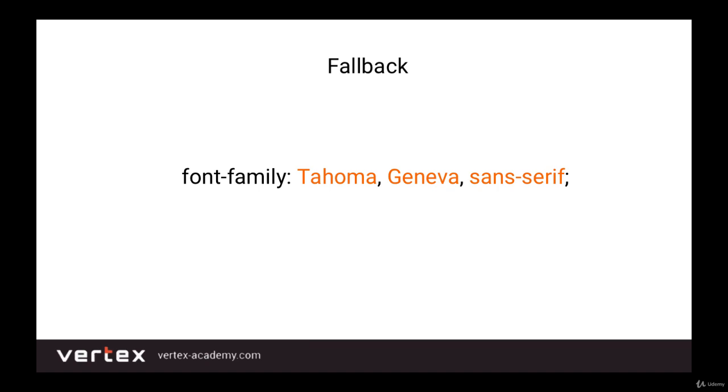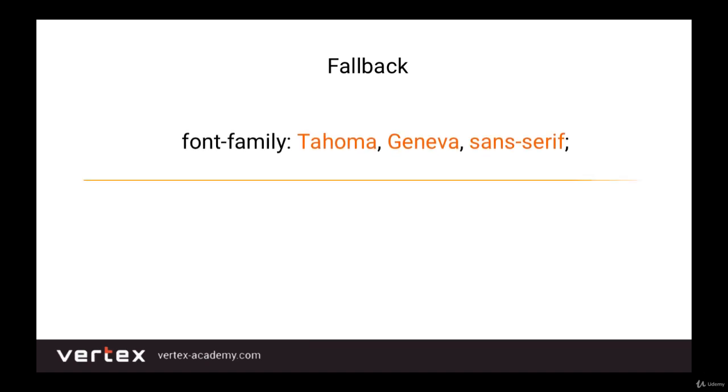But if the Tahoma font isn't available on the user's computer, the browser is going to try the next one, and the next one in this case is Geneva. And if it's available on the user's computer, it's going to be displayed as Geneva. And if not, the browser is going to try the next thing in line. So finally we get to sans serif, that is a font without serifs. And in this case, the text is going to be displayed in a default sans serif font installed on the user's operating system. So that's what fallback means.